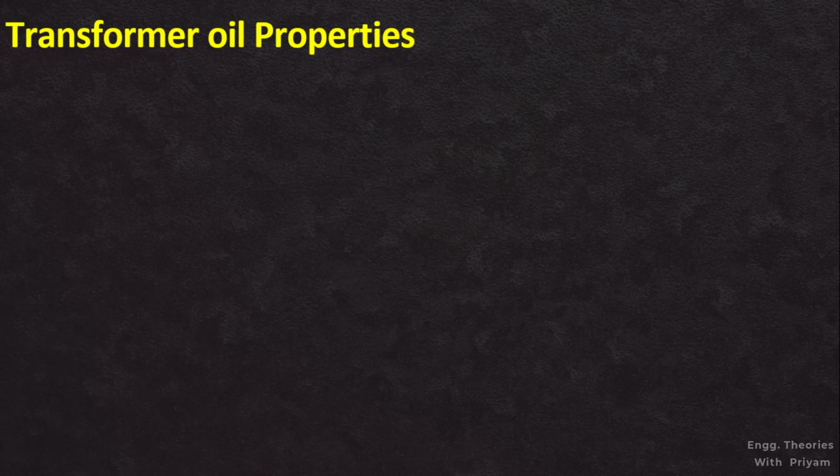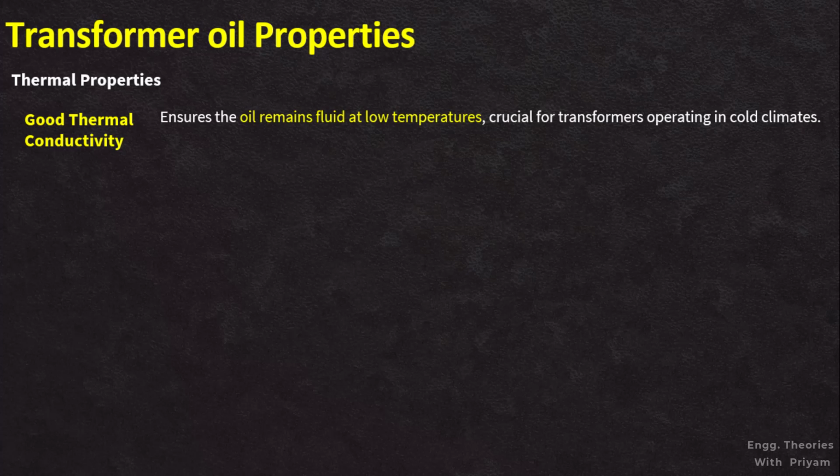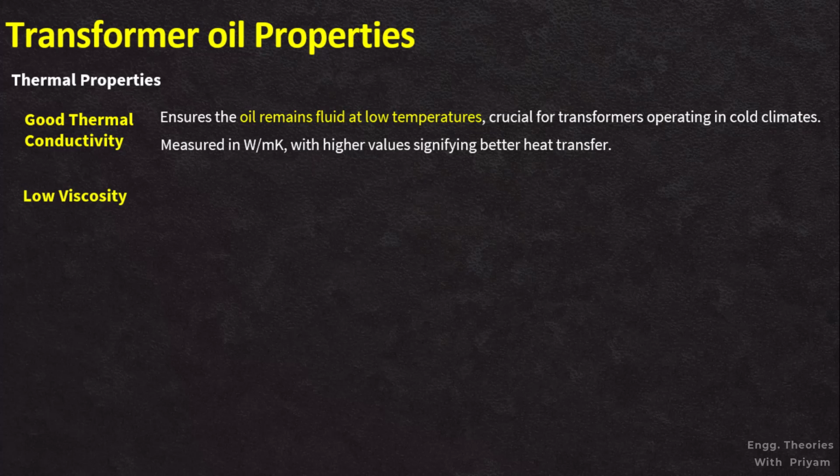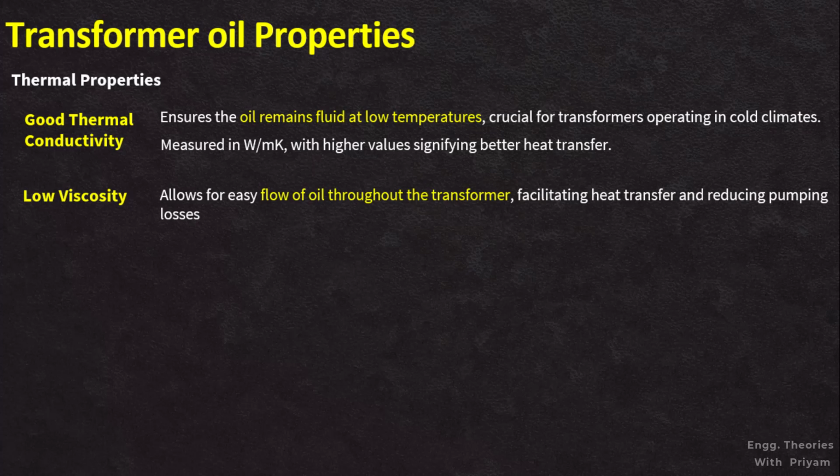Thermal properties. The first thermal property we want to mention is good thermal conductivity. It efficiently transports heat away from the windings and core, preventing overheating and ensuring proper cooling. It is measured in watt per meter Kelvin, with high values signifying better heat transfer. Low viscosity. This allows for easy flow of oil throughout the transformer, facilitating heat transfer and reducing pumping losses. Viscosity is typically measured in centistokes at a specific temperature.